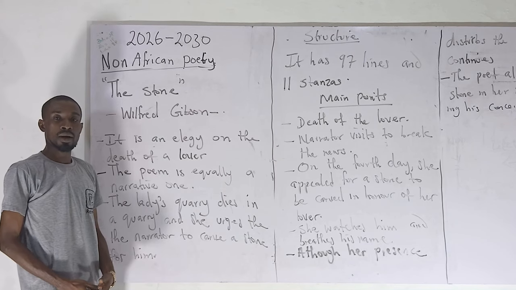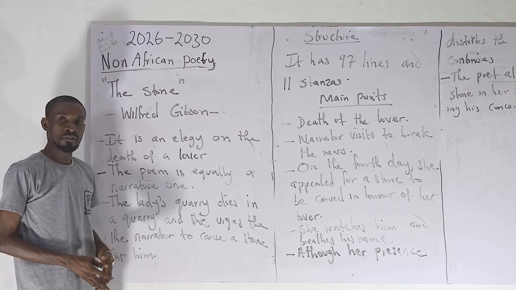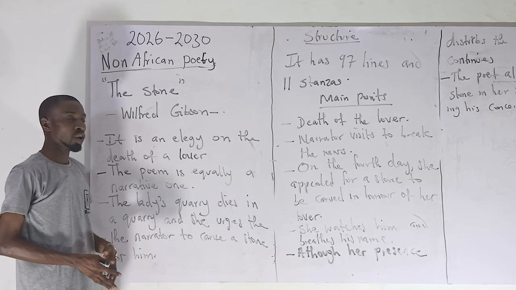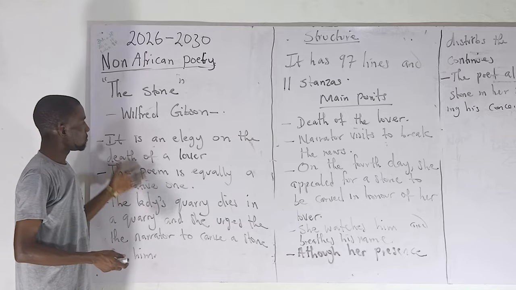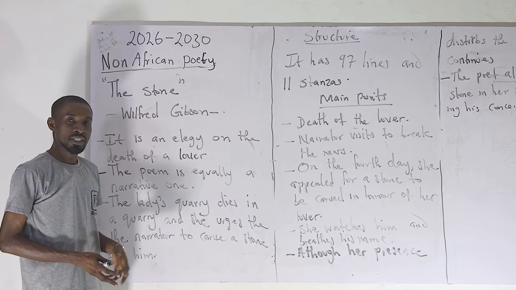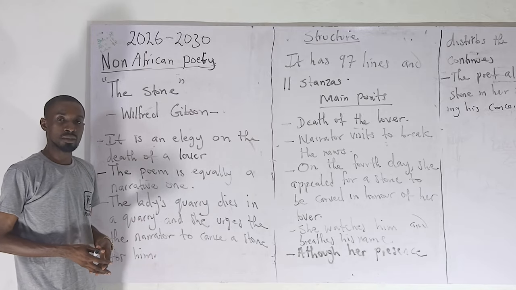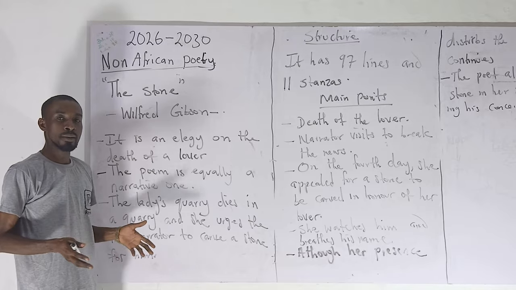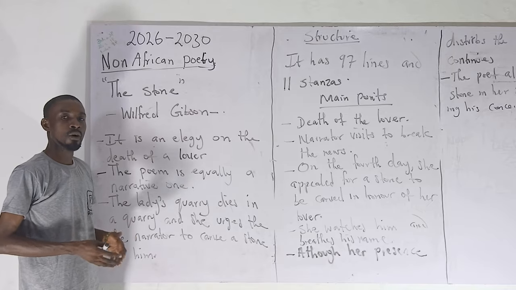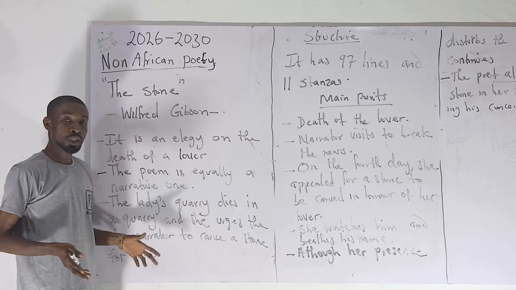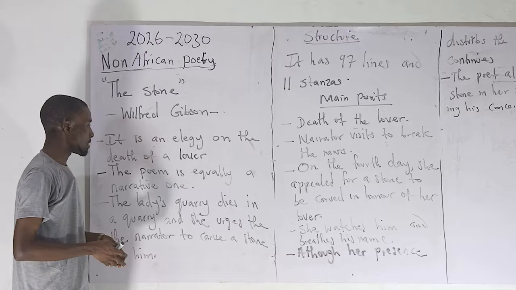Yes, welcome back. We are still dealing with literature in English, specifically poetry, and it's non-African poetry with Wilfrid Gibson's The Stone, written against the background of an elegiac monody. In other words, the poem is an elegy. What's an elegy? An elegy is a poem of lamentation written to mourn the demise or the death of a loved one. By structure, the poem is made up of 11 stanzas and 97 lines.